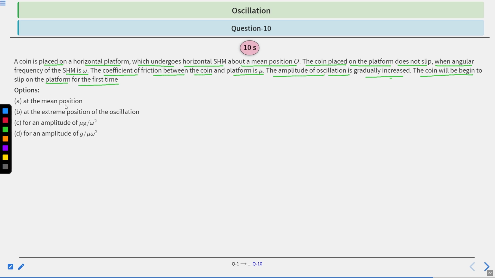Option A is at the mean position. Option B is at the extreme position of the oscillation. Option C is for an amplitude mu g divided by omega square. And option D is for an amplitude of g divided by mu omega square. So which option is correct? You have 10 seconds to solve this question. After 10 seconds, we will provide the solution. Let's find a solution.